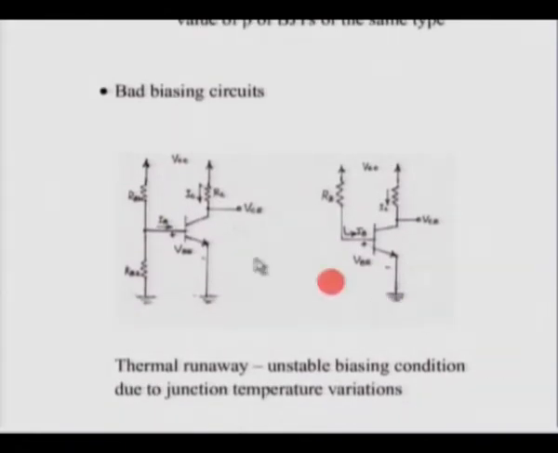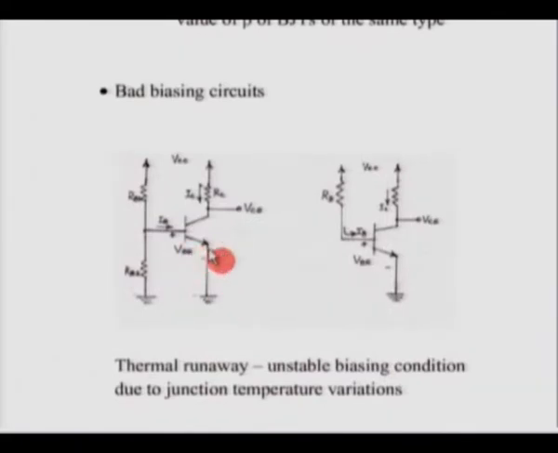What we have here are two bad biasing circuits. Let us see why they are bad. This first circuit essentially establishes a DC VB voltage using a potential divider, and it assumes that once you do that, the operating point would be stable. Now the emitter is grounded here.